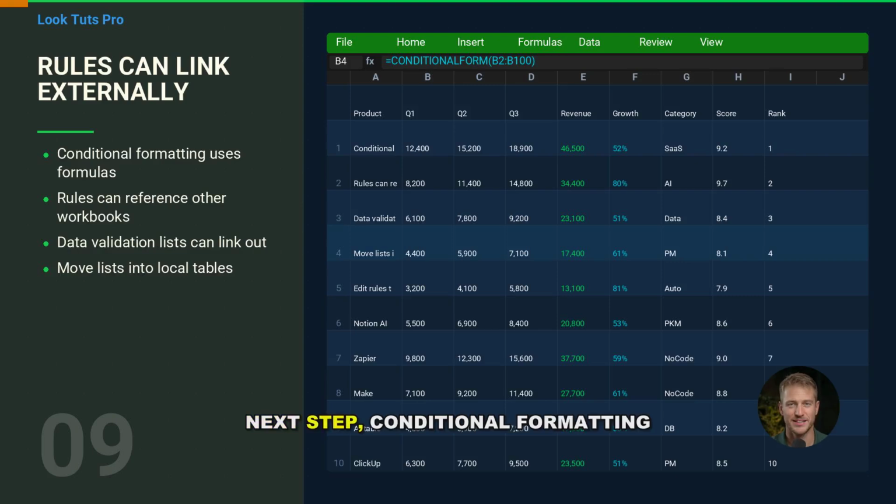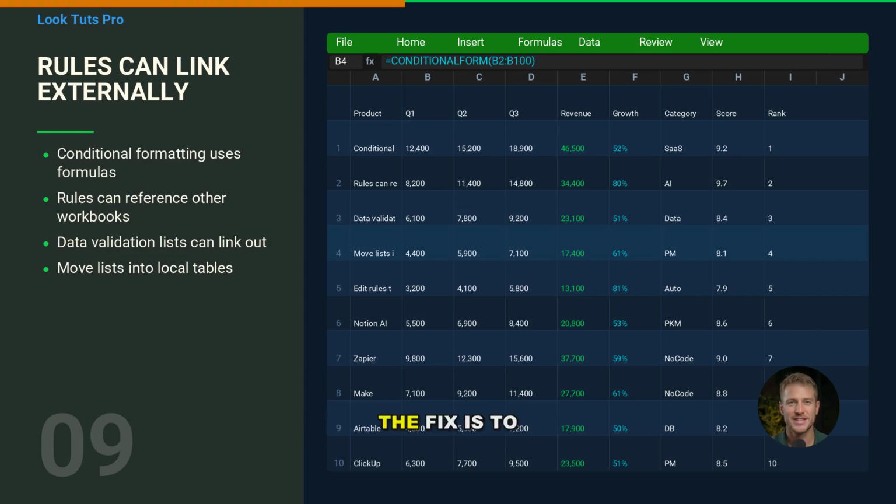Next step. Conditional formatting and data validation are sneaky because they can contain formulas that reference other workbooks, and you won't notice unless you check the rules. Conditional formatting formulas can be applied across large ranges, so one external reference can spread widely. Data validation can also reference a list in another workbook, especially if someone used a named range from a different file. The fix is to review the rules and look for external workbook patterns or file paths.